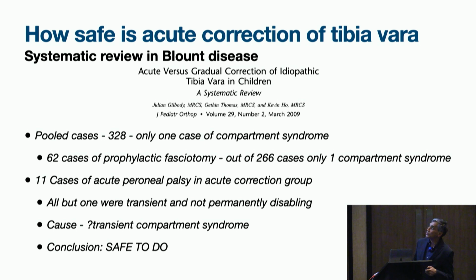But there was a peculiar phenomenon. There were 11 cases of acute peroneal palsy. Remember, we are talking about varus to neutral. Even in that situation, you can get peroneal palsy. But according to this pooled cases systematic analysis, they all recovered. They all recovered. So there is that risk. Just be aware. It's not as bad as in valgus, but in varus, when you're acutely correcting, coming up to 30, just be careful.